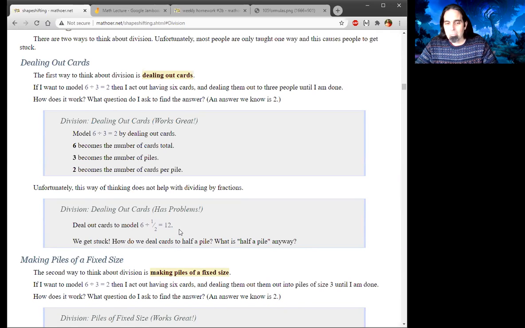Same thing if I'm dividing by 0. What's 6 divided by 0? I'm not quite sure what that means. How do I not deal out cards because there's nobody there, but I'm dealing out cards? Okay. So there's some conceptual blocks that happen if this is all you have.